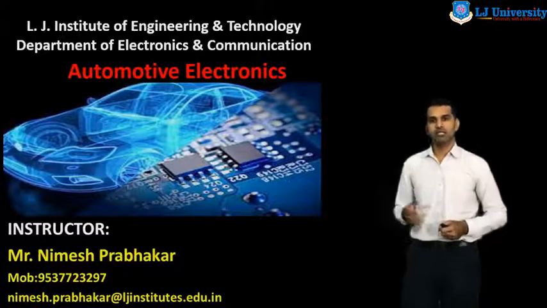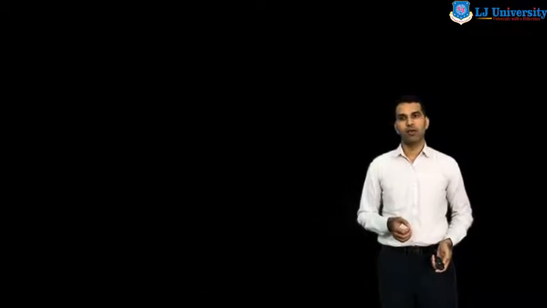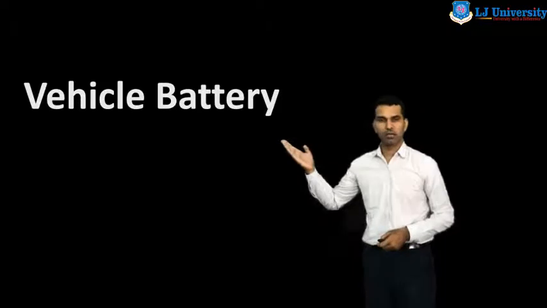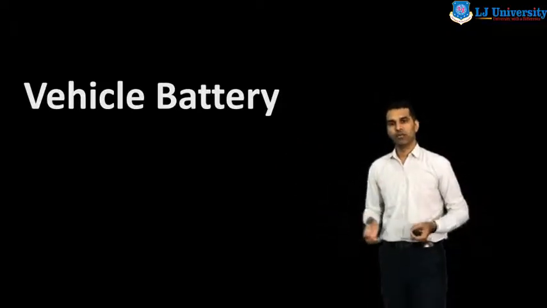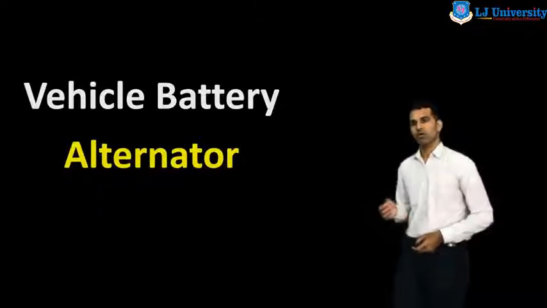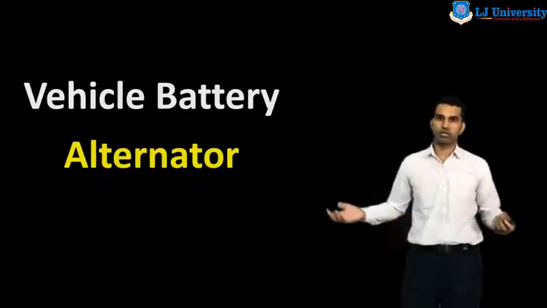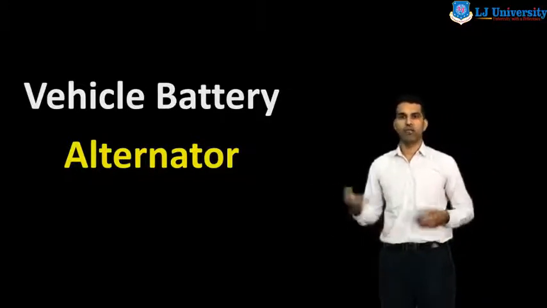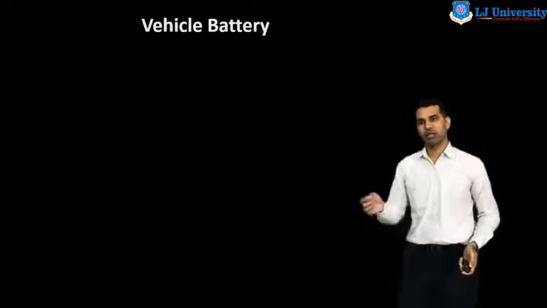Now in this lecture, we start a new chapter, chapter number 5. In this lecture, we first discuss the vehicle batteries. There are a number of different types of batteries used in the vehicle that we discuss here. Then second, we discuss the alternator. In this topic, we understand what the alternator is, why we use the alternator in the vehicle, and how it works. So the first topic we discuss is the vehicle battery.